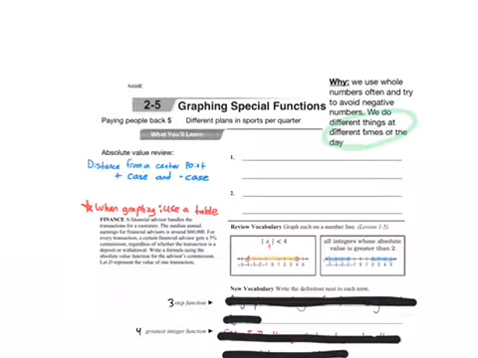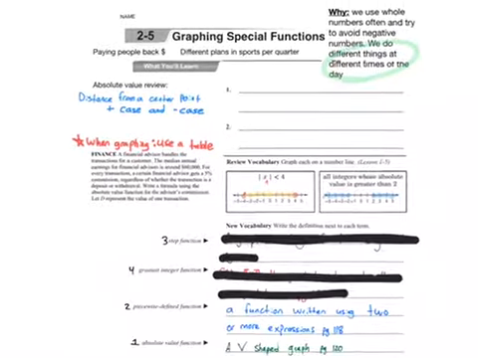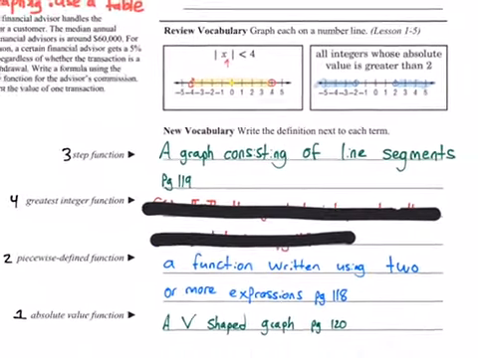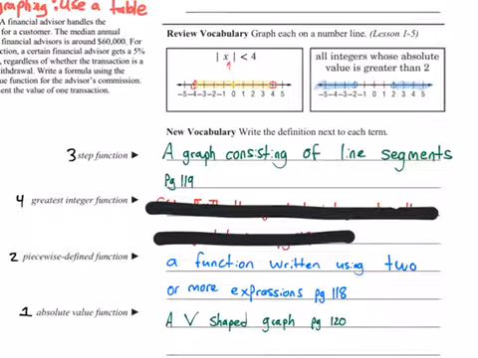So we're going to pick up where we left off, and it's going to be looking at some other types of functions. Now, the next type of function we're going to take a look at is called a step function. A step function is a graph consisting of line segments. A step function literally will end up looking like steps that you would climb up or down to go into a building.